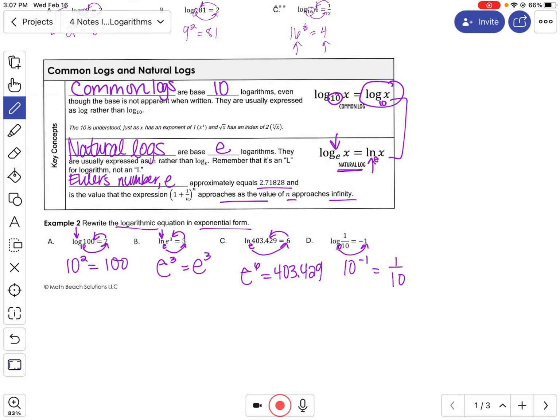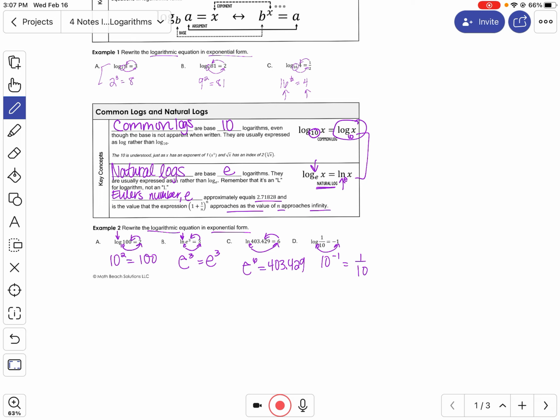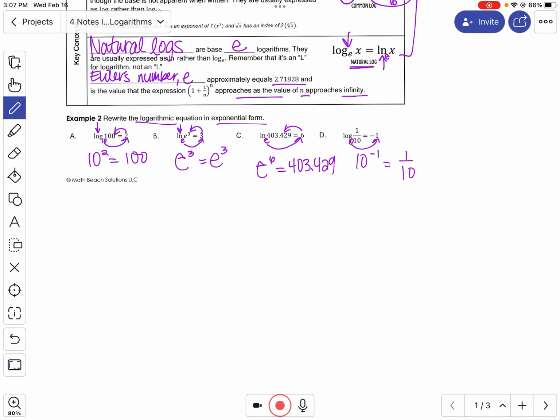Okay, so these first examples that we've been going over, these were just rewriting. We're just rewriting to a different form. So a logarithm is used to rewrite an exponential, and vice versa. An exponential, you can write it as a log.